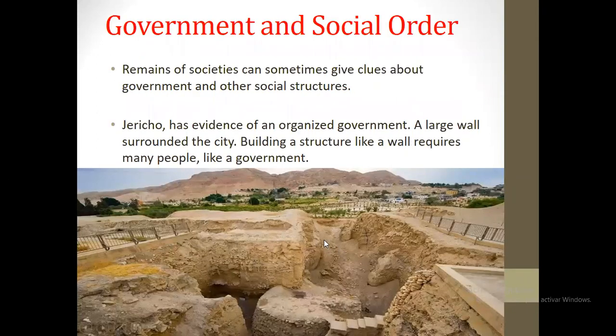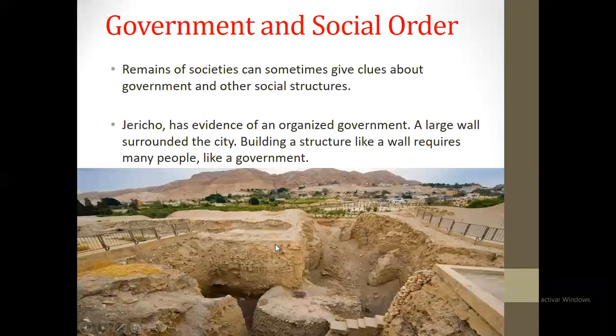Now, también hubo cambio en cuanto al gobierno, dice. Changes about the government and society order. It says, remains of society can sometimes give clues about the government and other social structures. Now, the scientists, they found this structure. There's a picture over here. You see this picture? Now, this is a structure from those years, 1,000 years ago. Now, it belongs to Jericho, it says, as evidence of government. Now, they said that it was a very huge structure, this Jericho.